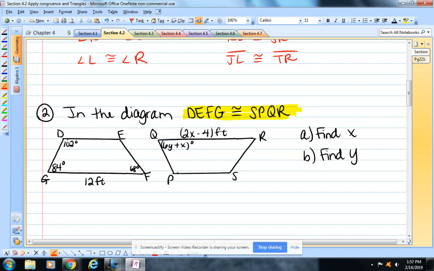I'm twisting around funny. Y'all see what I'm saying? You have to make sure the names match up. So GF, which is FG, is that the same segment as Q and R? Yes, because they're corresponding. They're in the same spot in their name. So yes, I can say 2x minus 4 equals 12. Our statement of congruency said that FG is congruent to QR, so I can set those equal to each other.